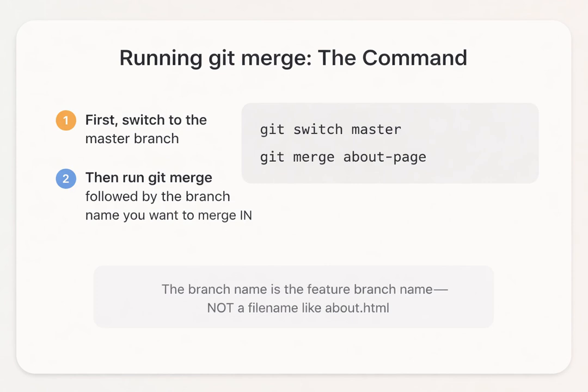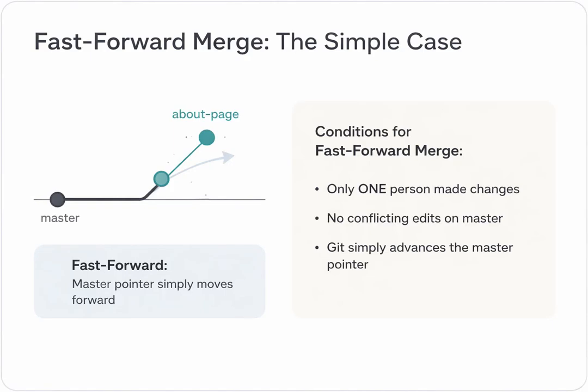The command itself is straightforward. First, you switch to the master branch because you want to merge into master. Then you run git merge followed by the name of your feature branch. In this example, the branch is called About Page, so you type git merge About Page. And just like that, all the commits and changes from the About Page branch are brought into master. Notice that About Page here is the branch name, not a file name. Don't confuse the two.